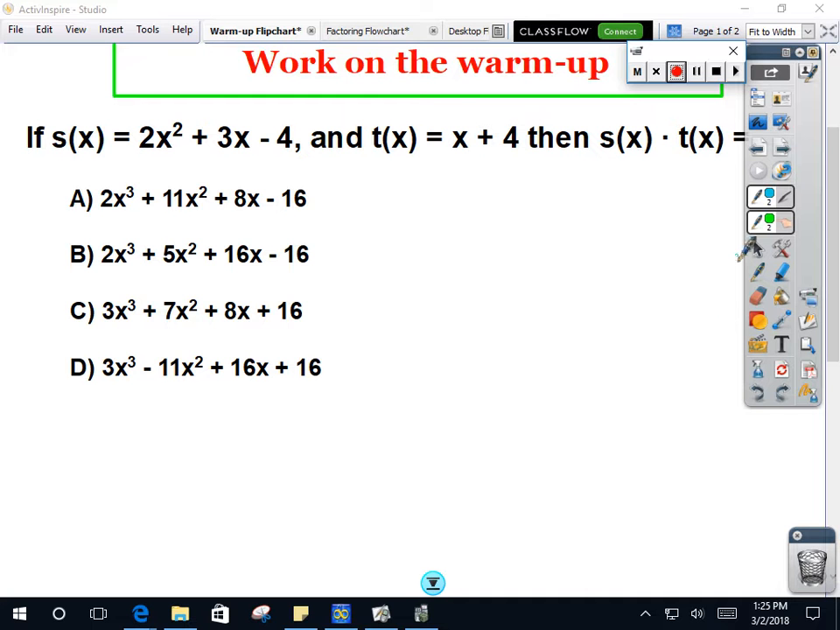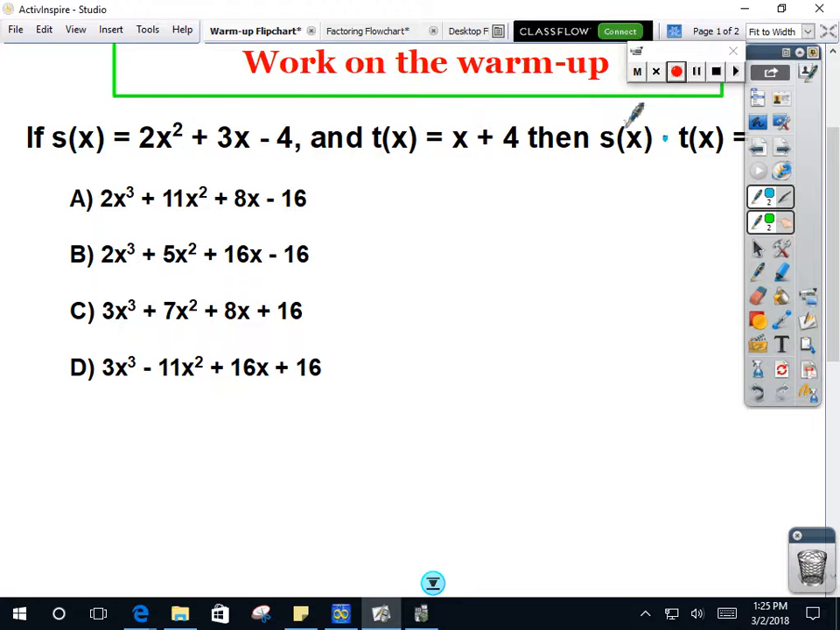Okay, it says if s of x equals 2x squared plus 3x minus 4 and t of x equals x plus 4, then s of x times t of x equals what? So they want you to multiply the two things.